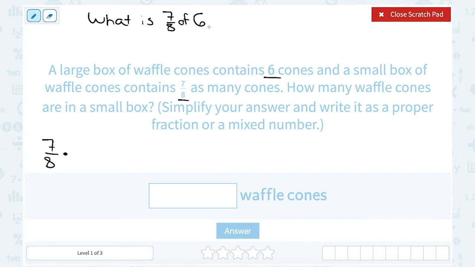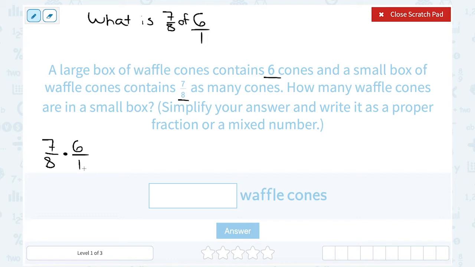Now, when I'm multiplying with fractions, since 7/8 is written as a fraction, it's helpful if I can turn 6 into a fraction as well. Remember, any whole number can be turned into a fraction simply by putting it over 1. So I'm multiplying 7/8 times 6 over 1.